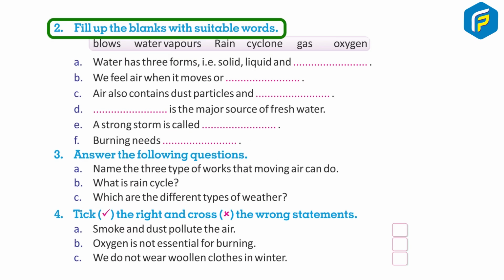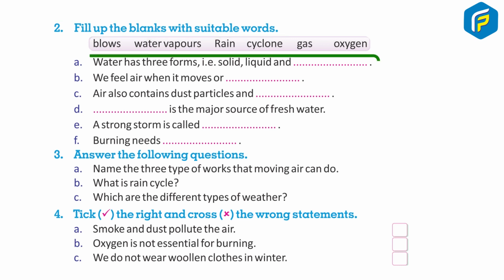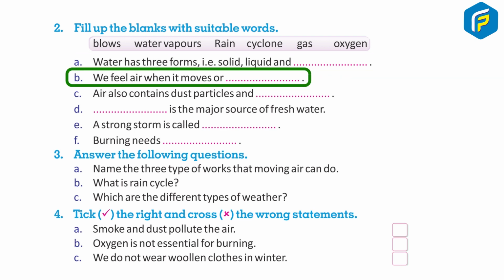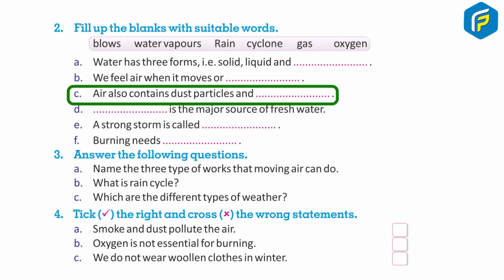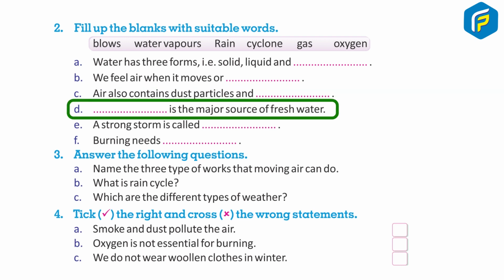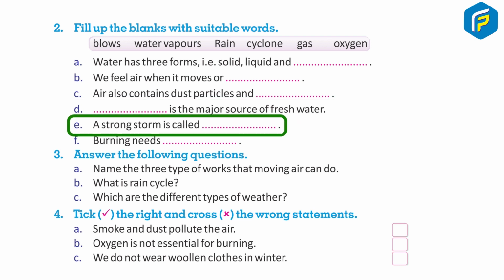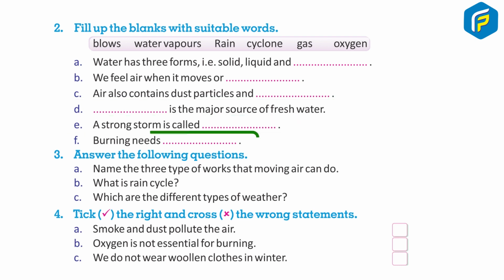2. Fill up the blanks with suitable word. A. Water has three forms: solid, liquid and dash. B. We feel air when it moves or dash. C. Air also contains dust particles and dash. D. Dash is the major source of fresh water. E. A strong storm is called dash. F. Burning needs dash.